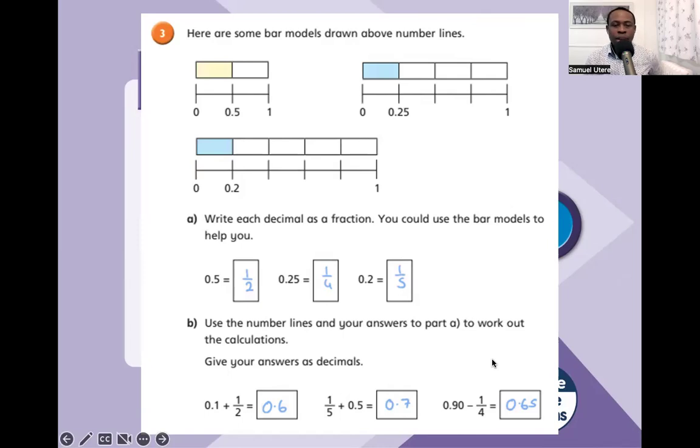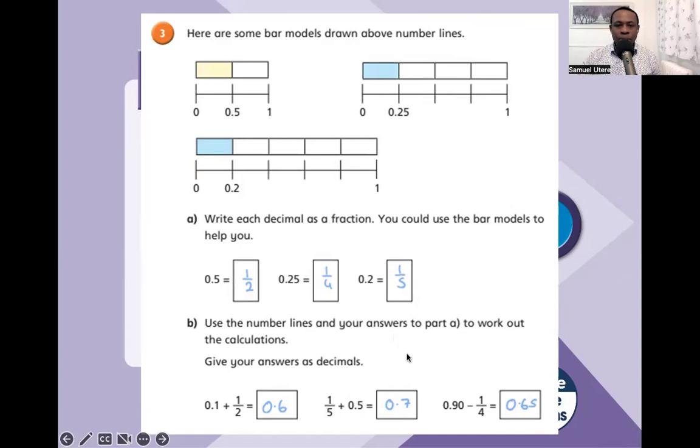So if we're going to write the decimals as fractions, that's a 1/2, and that is a quarter, and that is 1/5. Now, this method is useful because sometimes when you're dealing with number lines that you're not sure of, you can visualize overlaying a bar model on the number lines. It's a very helpful way to solve problems like that.